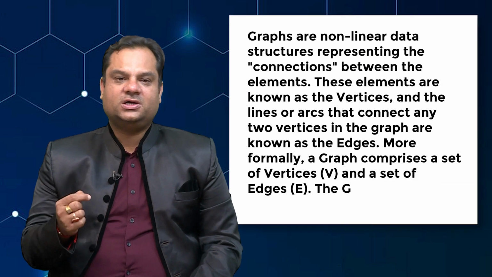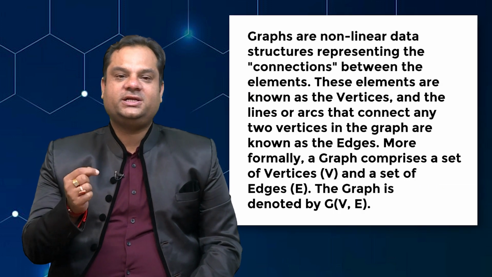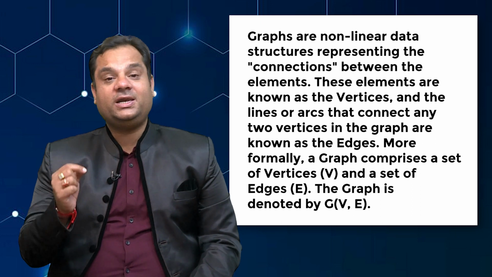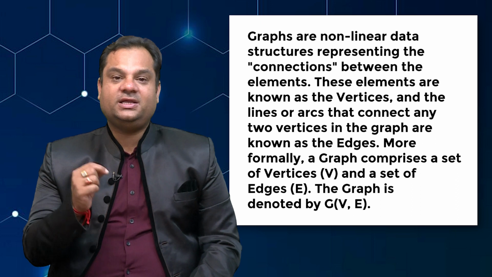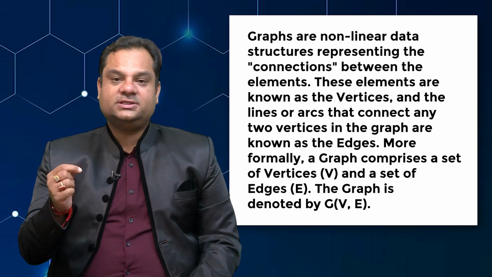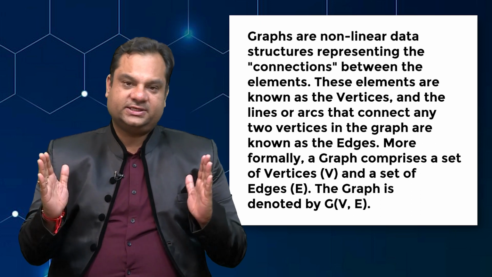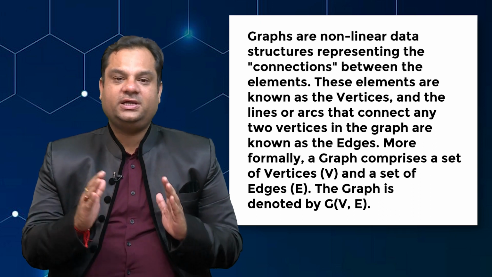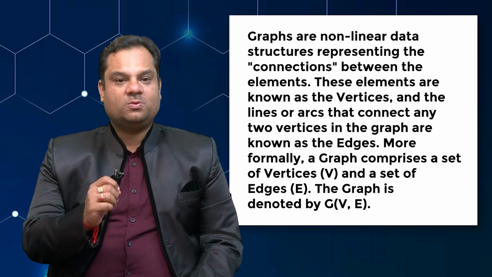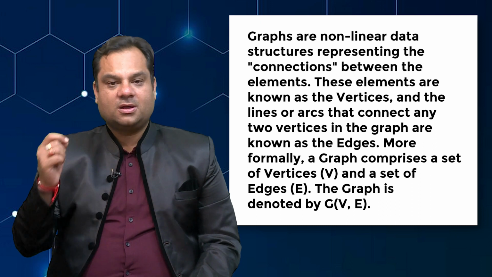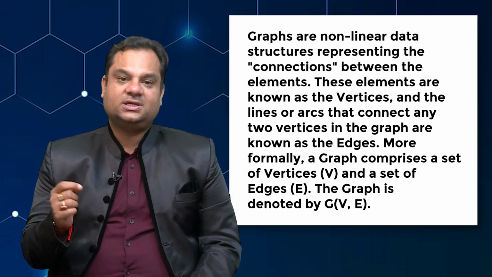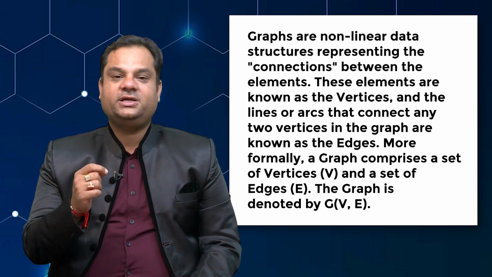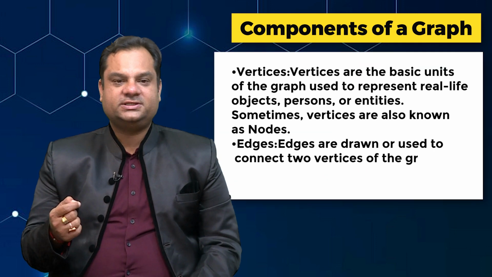Graphs are a nonlinear data structure representing the connections between elements. These elements are known as vertices, and the lines or arcs that connect any two vertices in the graph are known as edges. More formally, a graph comprises a set of vertices and a set of edges. The graph is denoted by G(V, E). So basically, the components of a graph are vertices and edges.